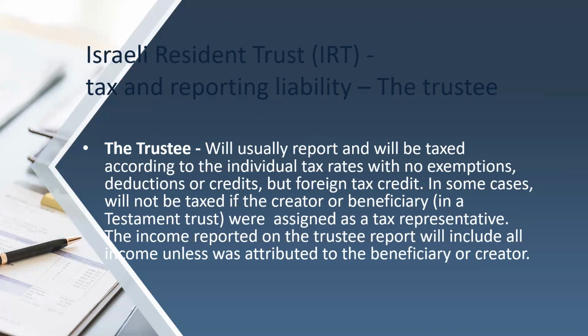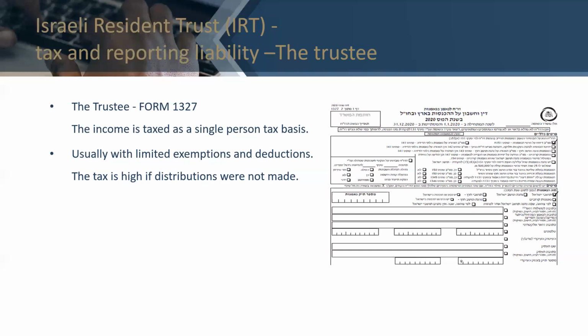So let's start with the trustee. The trustee will usually be liable to tax according to the individual tax rates with no exemptions, deductions or credits, except the foreign tax credit. In some cases, the trustee will not be taxed if the creator or beneficiary in a testamentary trust were assigned as a tax representative. The income reported by the trustee will include all income unless it was attributed to the beneficiary or creator.